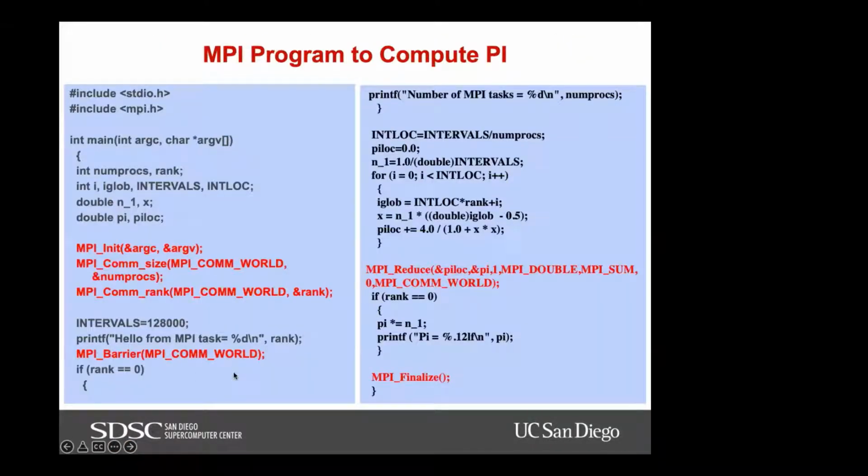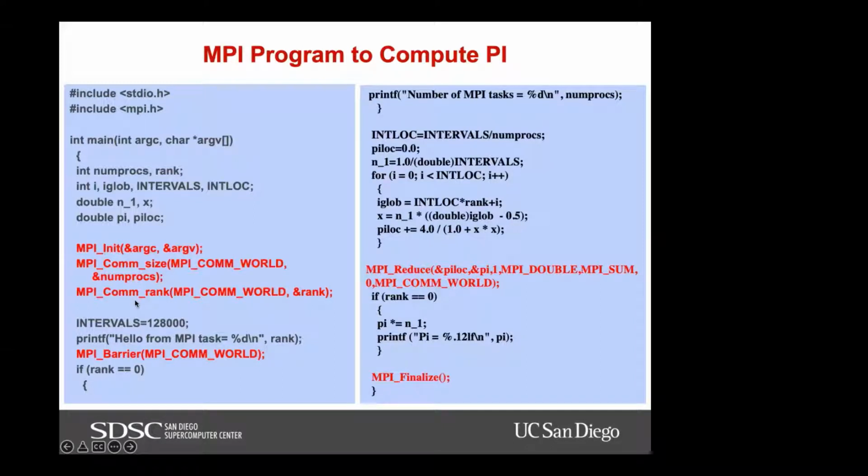So this is the code itself. It's a C code. So basically, it's taking an argument, basically how many processors you have, and so you do the initialization. The comm size basically returns the number of processes the MPI job was launched with. So if you say mpirun with 16 tasks, this will return 16.